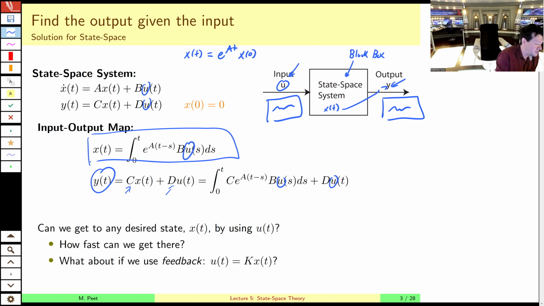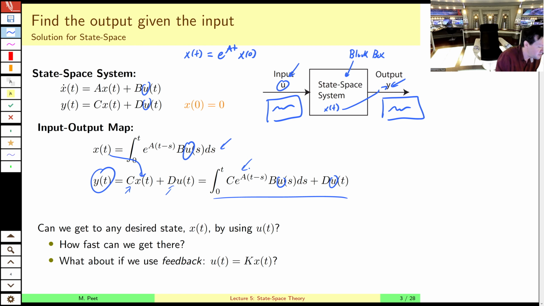But the difference between this map right here and this map is almost trivial. Specifically, y equals Cx plus Du. If we just plug in x of t into that expression, then we get a new solution for y. So once we have this, the rest follows almost trivially. Okay, so this is the solution.